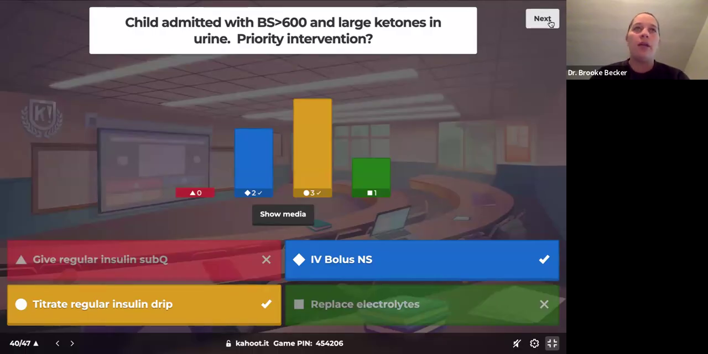You don't want to worry about electrolytes in a kiddo who's in DKA because their electrolytes are already going to be all over the place. You have to manage their diabetes first. Okay, so you have to address the hyperglycemia first. Okay, good.